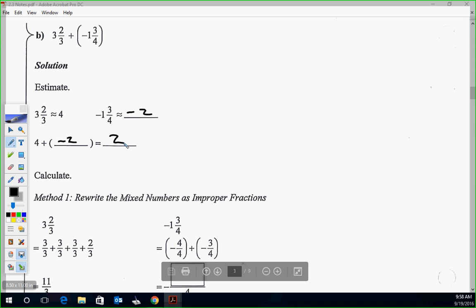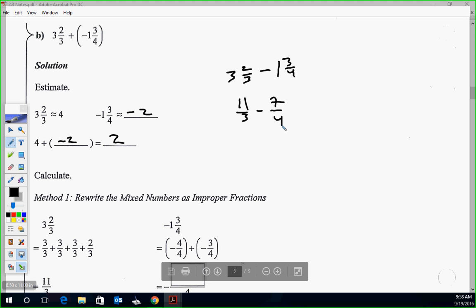Okay, so now we're actually going to calculate it. Don't get too confused with this. Again, you can fill in the boxes as you go. All we need to do is get them to be improper. So making that improper, 3 times 3 is 9, plus 2 is 11, minus the 1 3/4. 1 times 4 is 4, plus 3 is 7. So it's 11/3 minus 7/4.